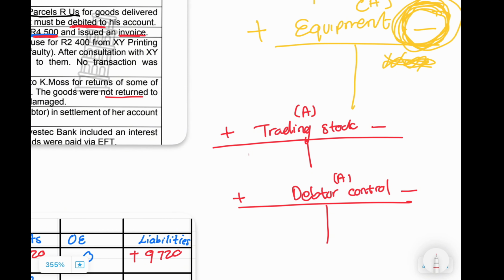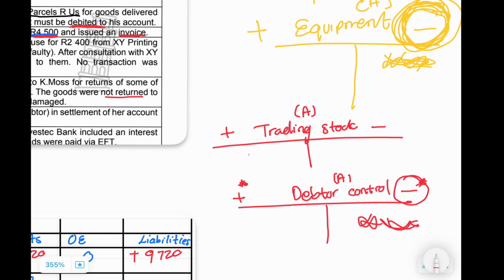So what happened here is that a debtor returned goods. Usually when they come to buy, we increase their account. Why? Because the value of our debtors in the business is increasing. But when they return or when they pay, we have to minus the debtors control account, because the value of our debtors is now decreasing. So KMOS brought back the goods, meaning we have to say now this amount, we are no longer expecting it from one of our debtors because they returned the goods, which means our debtors control account will be credited to show that there is a decrease in the amount owed to us by the debtors.